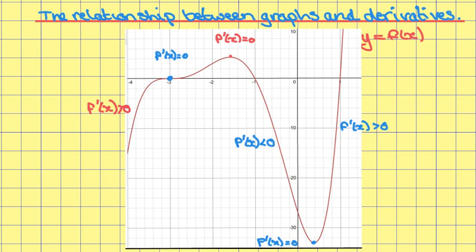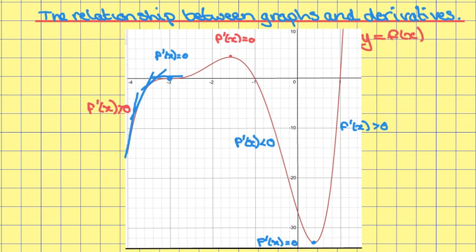So if we draw a tangent here, it is positive, but very positive. If we draw one here, it's still positive, but less positive. If we draw one here, it's positive, but less positive. And like we've discussed, when we get to this point here, the tangent has a gradient of 0. And because it's got a gradient of 0, it is called a stationary point.